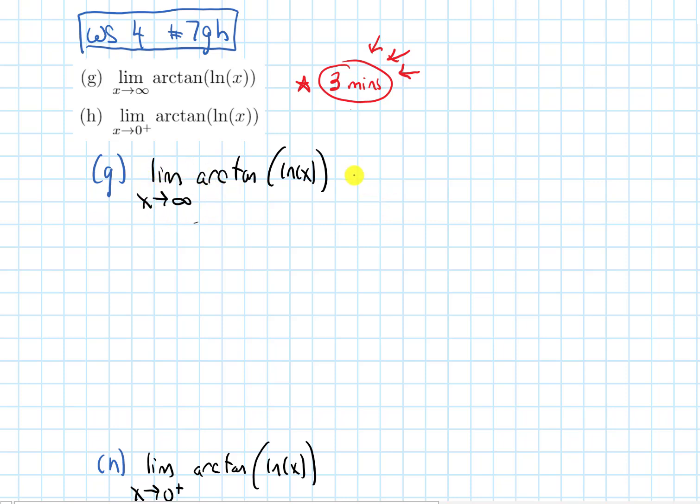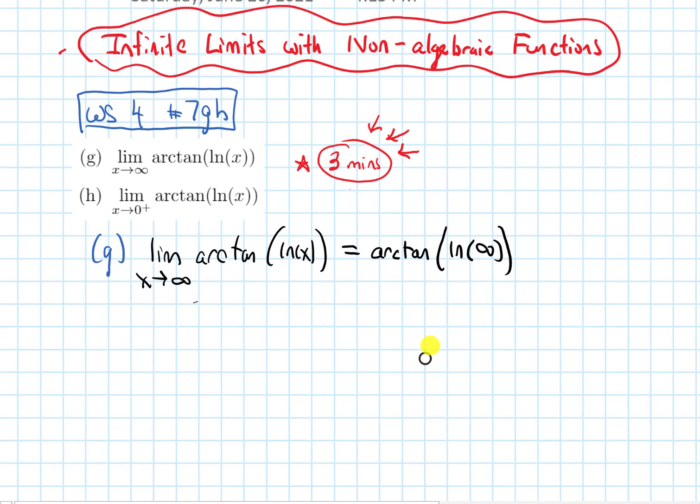So in G, maybe as a first step, we could try plugging in. That would give us arctan of ln of infinity. And then we need to know, well, what is ln of infinity? If we weren't sure, we'd have to remember what the graph of ln looks like. So y equals ln of x, that graph looks like this.